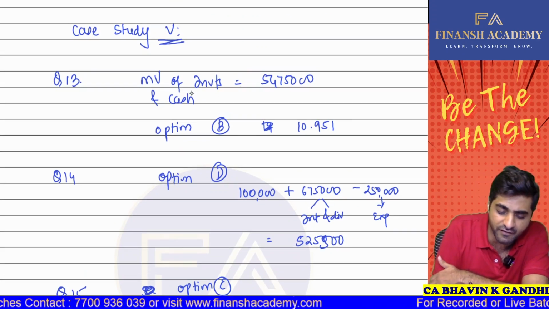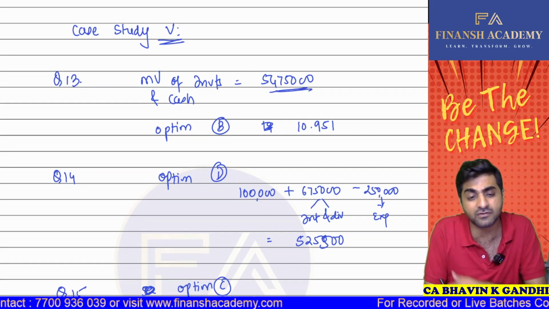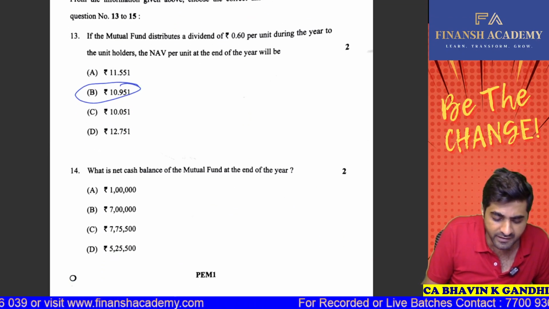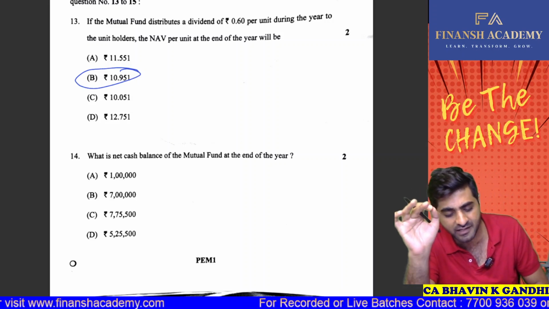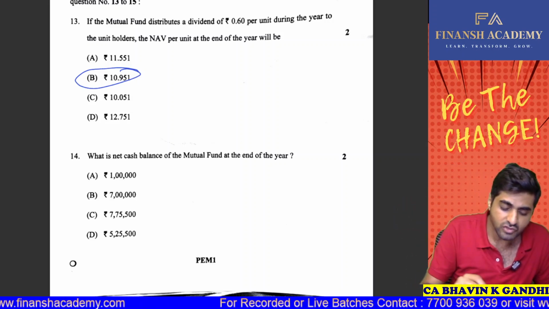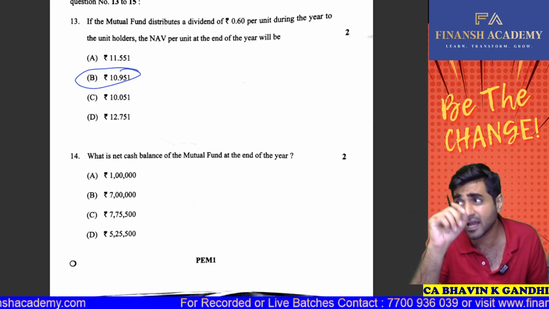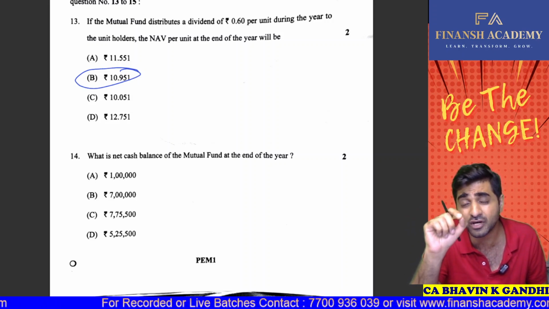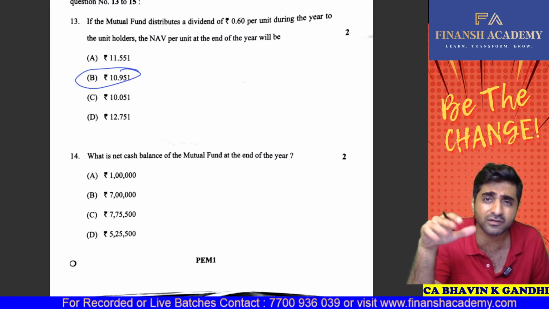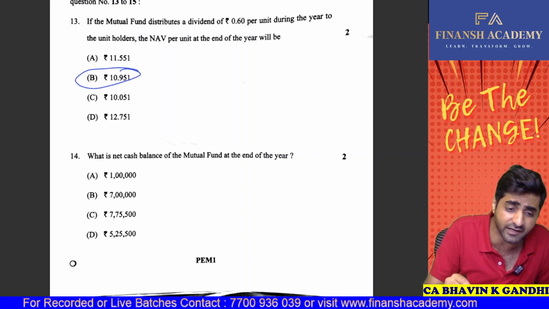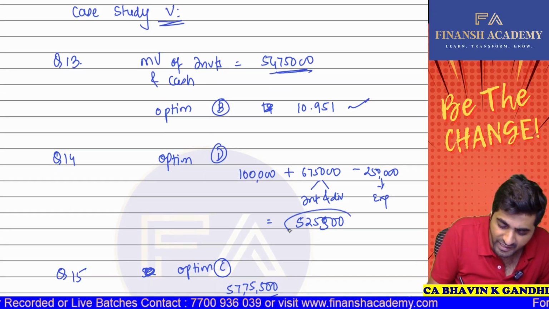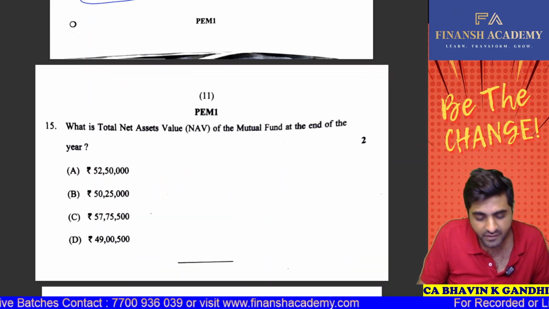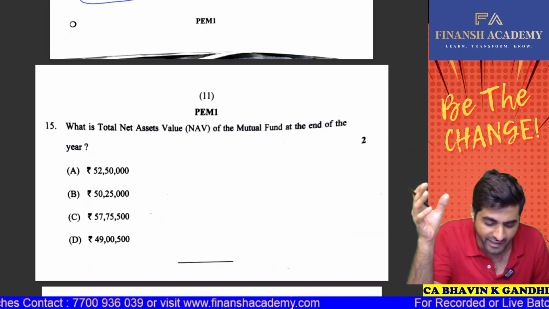And based on that, market value of investments and cash is coming as 54,75,000, and the final answer is coming as 10.951. So which is your option B. And then for your 14th, what is the net cash balance of the mutual funds at the end of the year? So here we have to just make an assumption that the dividend is not distributed. Because the dividend is just distributed in the 13th part, so for the 14th we will understand it like this, that the dividend is not distributed. Based on that, the cash balance which is coming is 5,25,500, which is nothing but your option D.